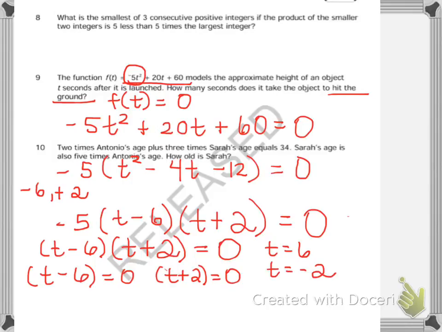Now, there's only one answer to the problem, but we have two t's. Since this is an application problem, and it asks for how many seconds for t, the answer has to be t equals 6 because you cannot have a negative amount of seconds.